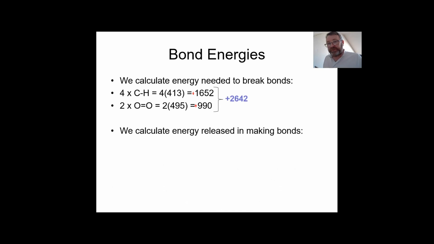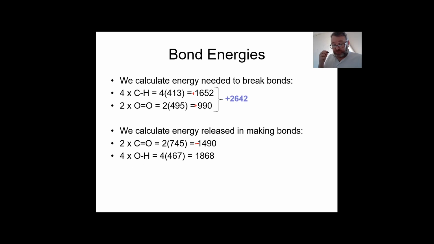Okay, what about the energy released? We create 2 C double bond O's, which means we release 1490 kilojoules of energy. And then we also create 4 O-H bonds, which means we release 1868. So altogether, the energy that's released is 3,358 kilojoules. So that's the energy required to break all the bonds. That's the energy released when we make the bonds.